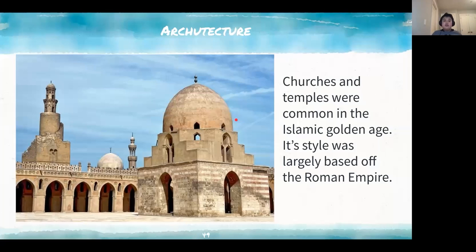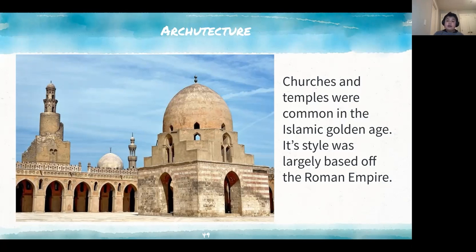So architecture is the way you build stuff. As I said before, the Islamic Golden Age was able to copy off the Roman Empire. This might be an example here. This is a mosque. It was also to worship the Islamic Golden Age's God, which personally I don't know much about. But as you can see here in this mosque, it has a dome and a lot of archways, which were mainly created by the Romans.